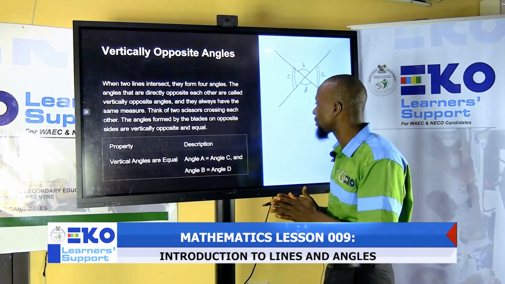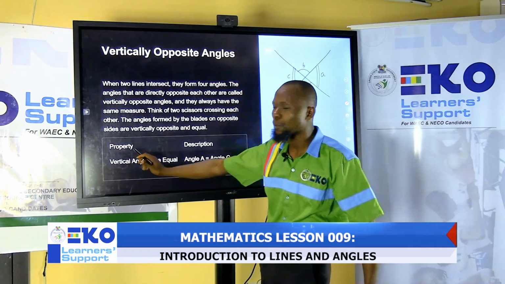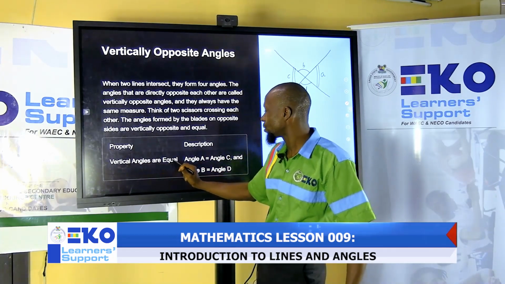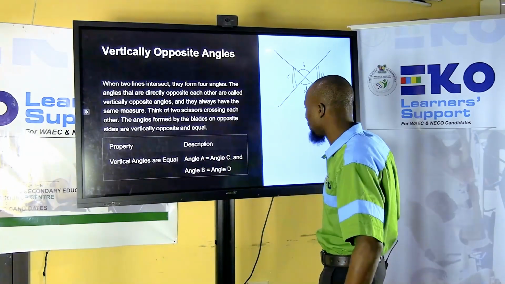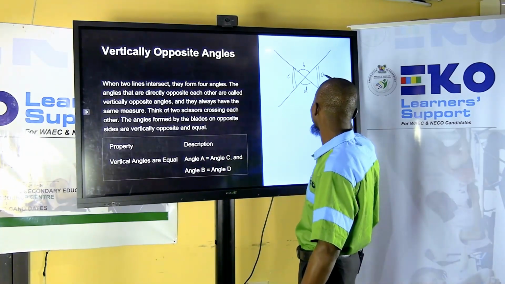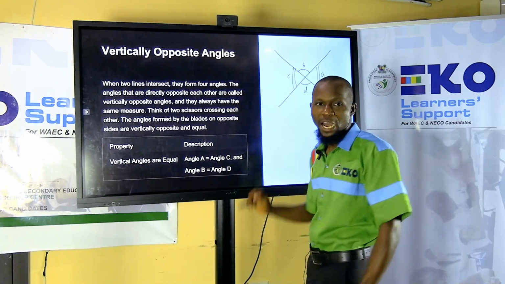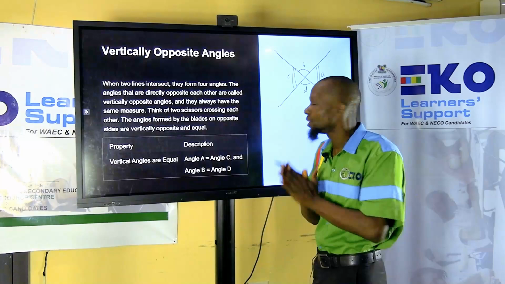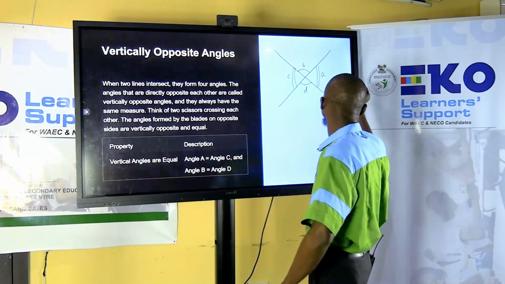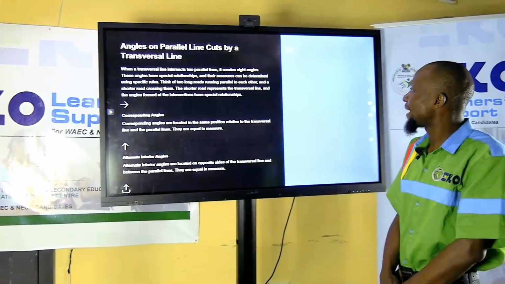Vertically opposite angles are what? Equal. So that is the property here. Vertically opposite angles are equal. So in this case, we can say angle A and angle C are vertically opposite, like I've mentioned, and as a result, they are equal. All right. So, angles on parallel lines.